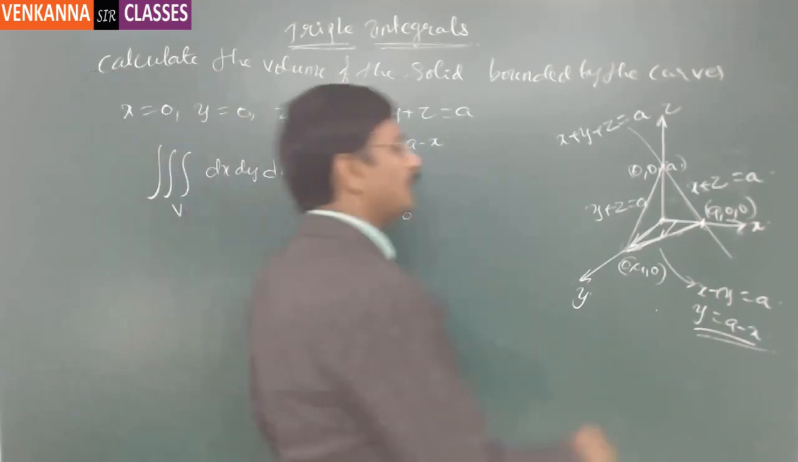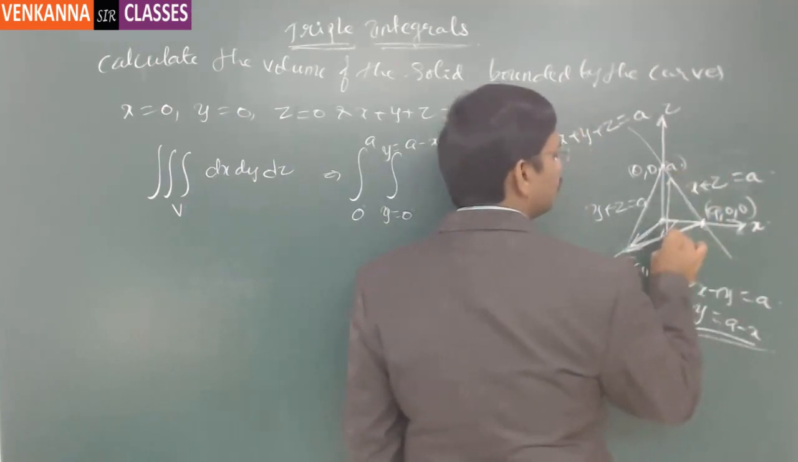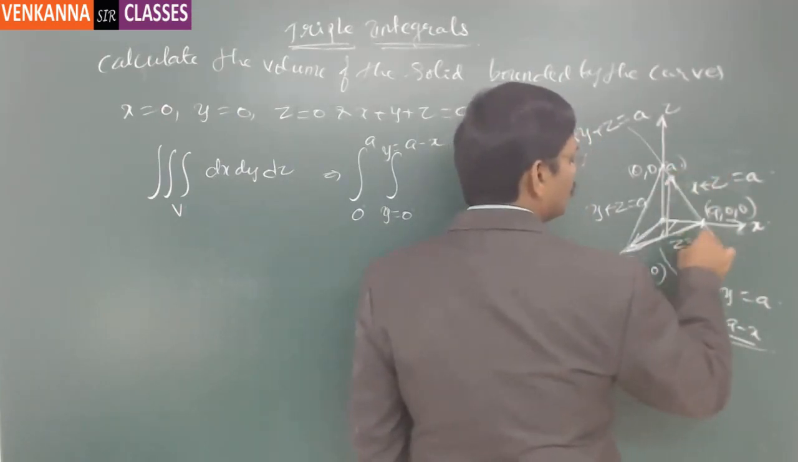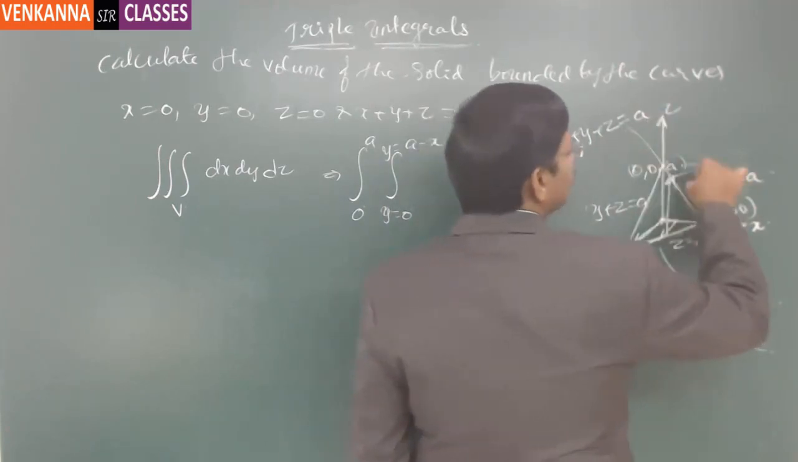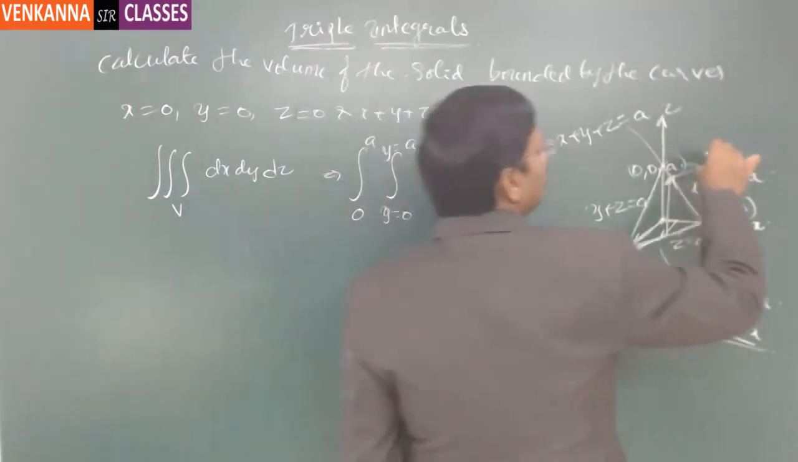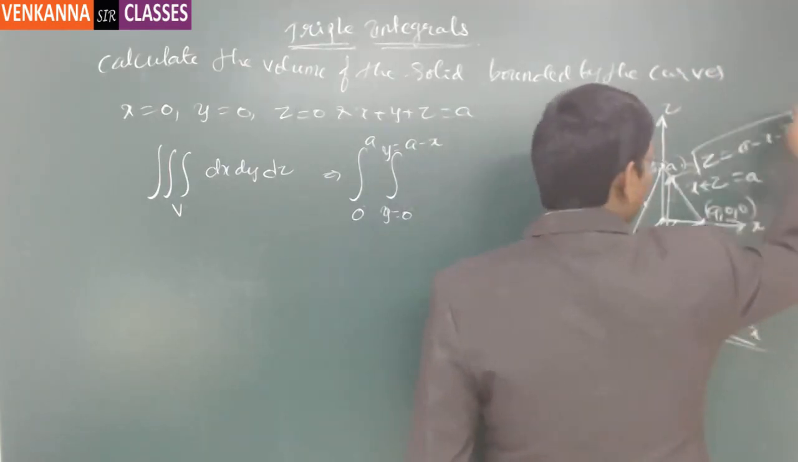Correspondingly, the z value at any random point starts from the z is equal to 0 plane, and going upward is the plane x plus y plus z is equal to a. So this is the plane equation for the z value. That means z is equal to a minus x minus y. This is the equation of the plane.